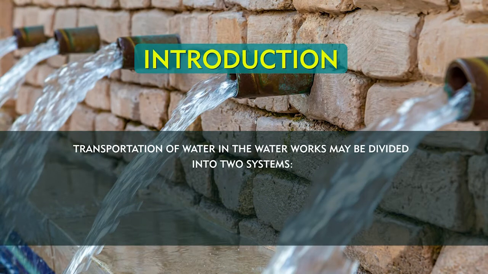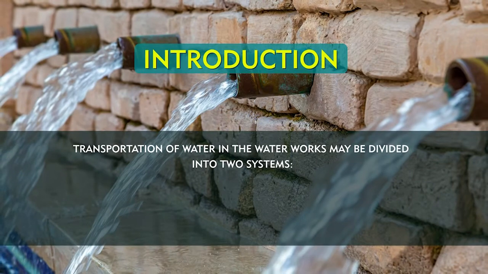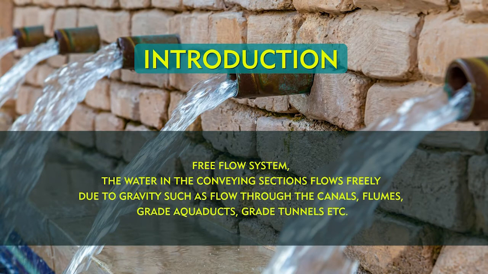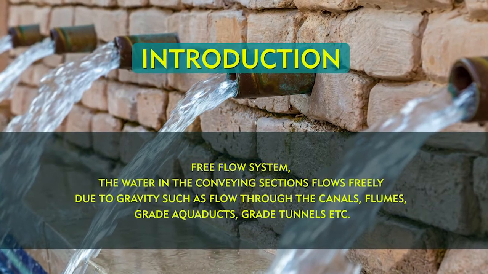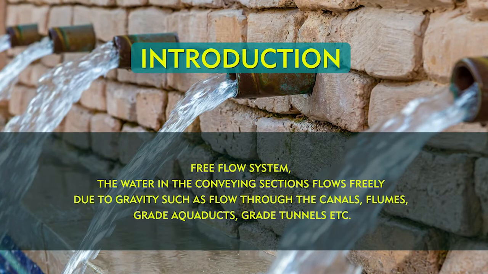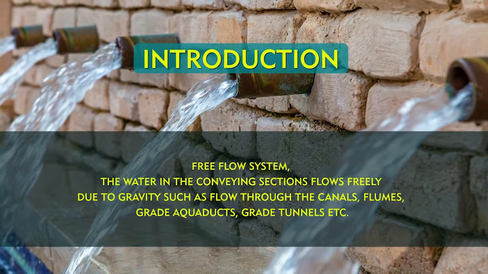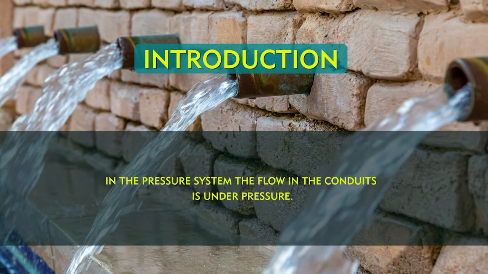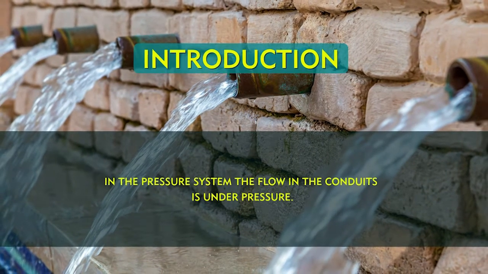Transportation of water in the waterworks may be divided into two systems: free flow system and pressure flow system. In the free flow system, the water in the conveying section flows freely due to gravity, such as flows through the canals, flumes, great aqueducts, great tunnels, etc. In the pressure system, the flow in the conduits is under pressure.